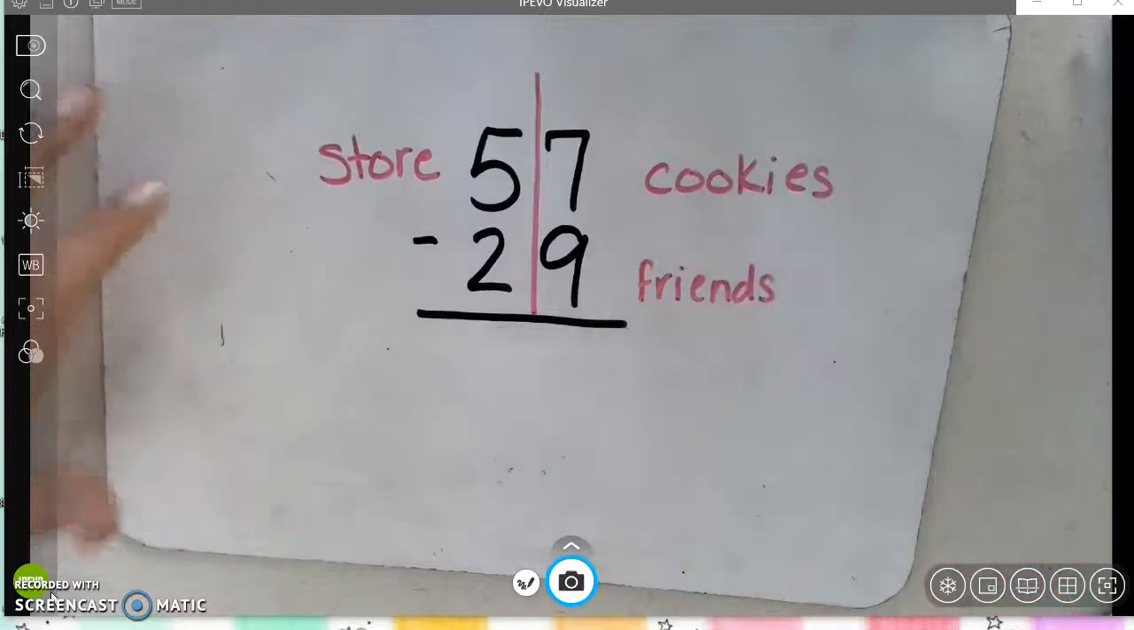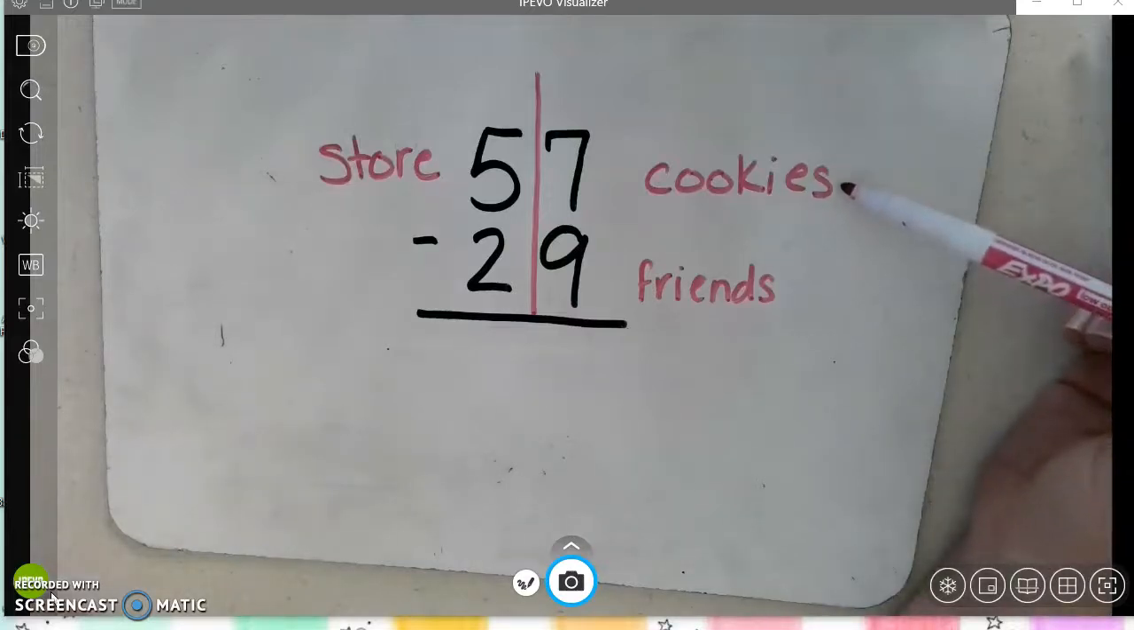So basically, this is the same strategy that we learned when we were going to school. It's called Cookies and Friends just to help make it a little bit more relatable for the students. It is the same concept though.